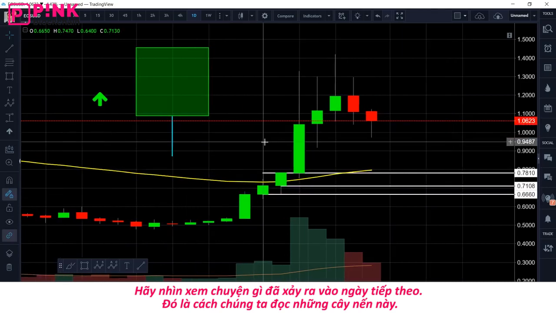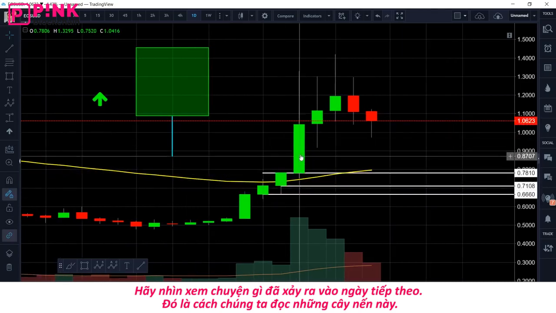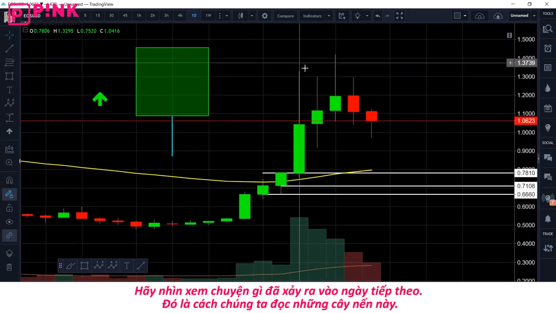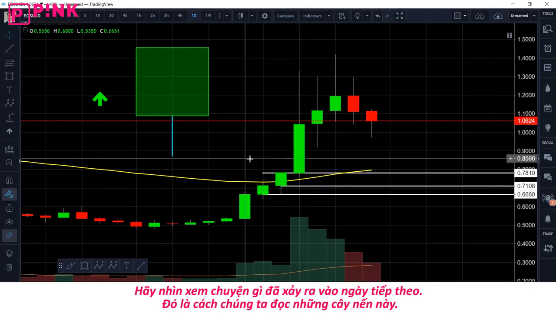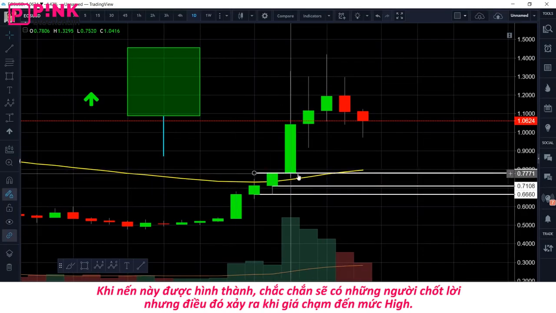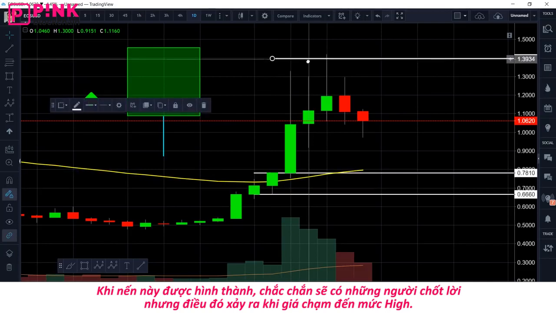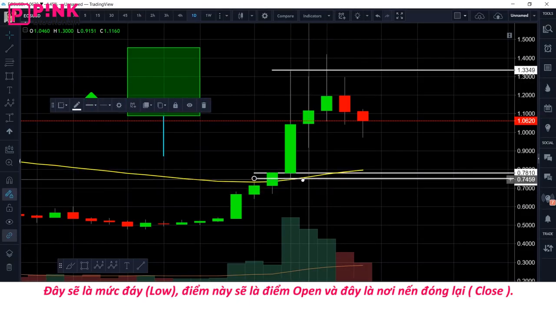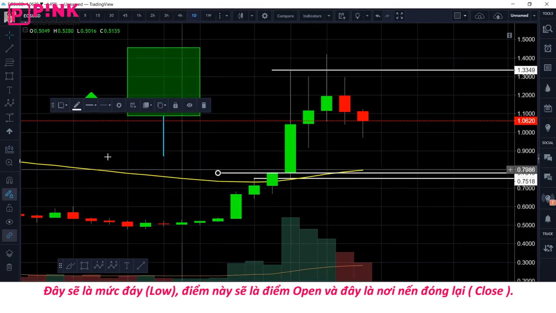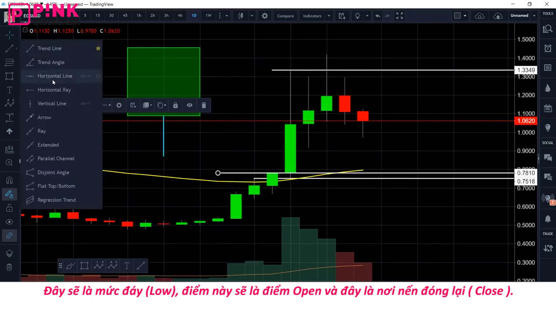And because they've given up, guys, look what happened the next day. So that is how we tell a story. When this one formed, sure, some people took profit, but what ended up happening was this became the high up here, and this became the low. This is the open, right? Open right here, and this is where it closed, right over here.